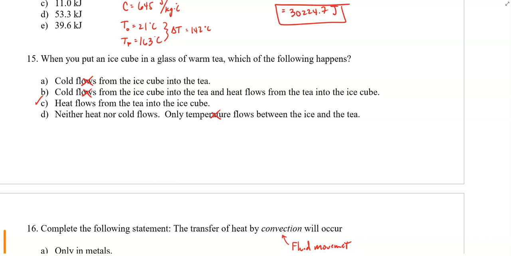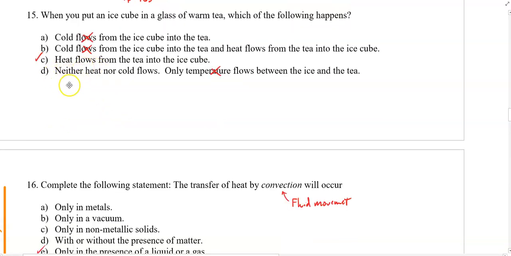Well, let's just be real clear about this. A and B are false because cold does not flow. It's the heat that flows. The heat is the measurement of the energy transferred from a high temperature to a low temperature. So we would never say that cold flows. We say that heat flows and replaces the "cold" here.